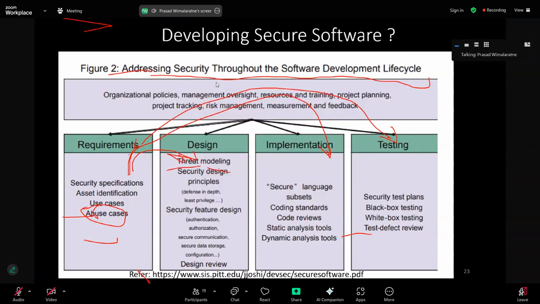So apart from doing threat modeling, we will also apply secure design principles. So like coding principles, there are secure design principles, which I will show you from OWASP and various places. You will find quite a lot of resources for them. And also security feature design, authentication, authorization, likewise. We can bring security features into your design, right?